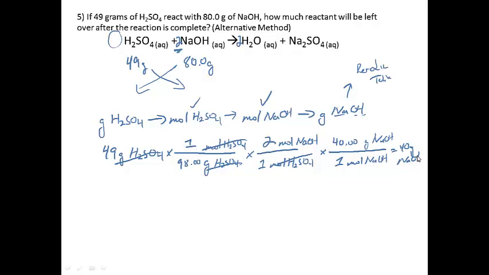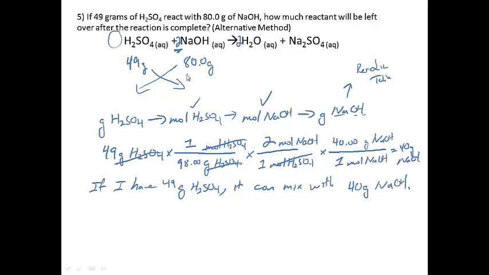So what did I just figure out? Well, if I have 49 grams of H2SO4, it can mix with 40 grams of NaOH. Well, do I have 40 grams of NaOH available? I do. So this is possible because I only need to mix it with 40 grams. I have 80 grams. So how much is going to be left over?